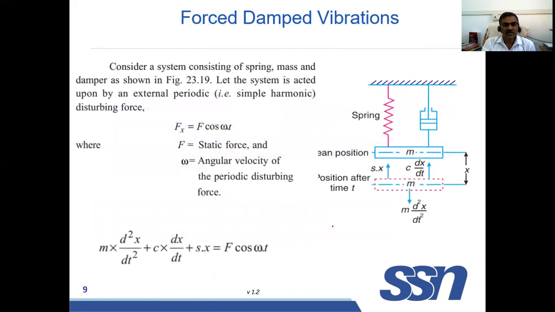Now, you take a vibrating system. It has a spring and a damper. The spring value is K. This is C. And it has a mass. When it is subjected to a periodic force, how the vibration will be, that's what we are going to discuss today.